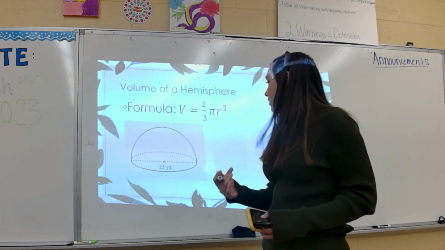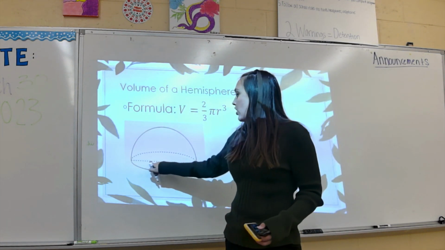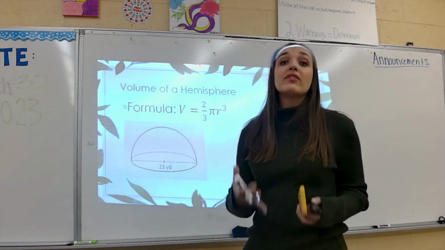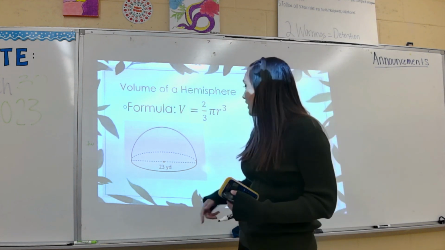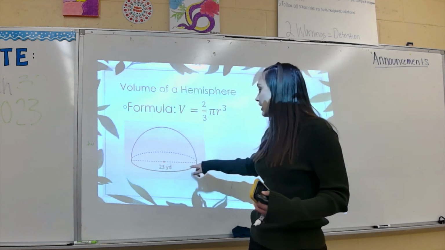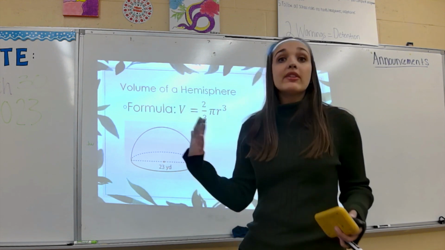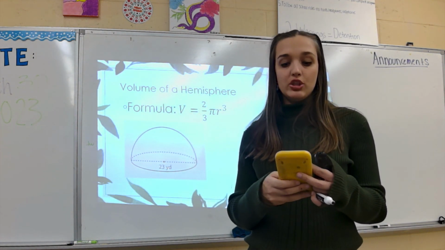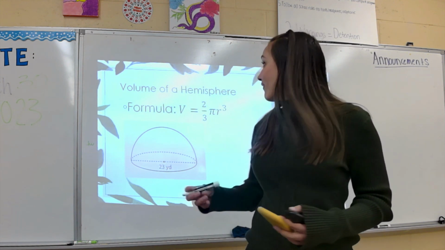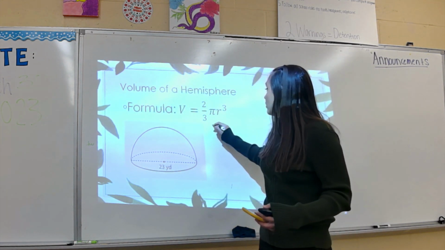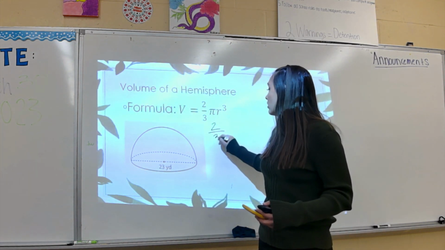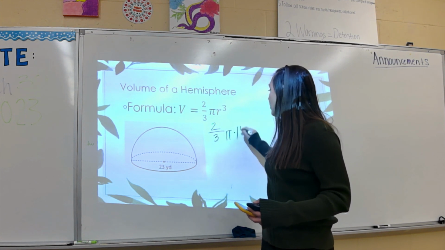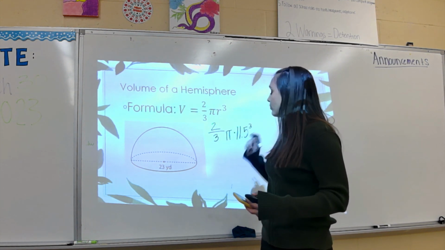Now let's apply that. So I am given this hemisphere. However, this time, once again, I'm given the diameter. So I have from one side to the other side is 23. Every time I'm given the diameter, I have to divide it in half. So I'll do 23 divided by 2, and I get 11.5. So I have 2/3 pi times 11.5 cubed.